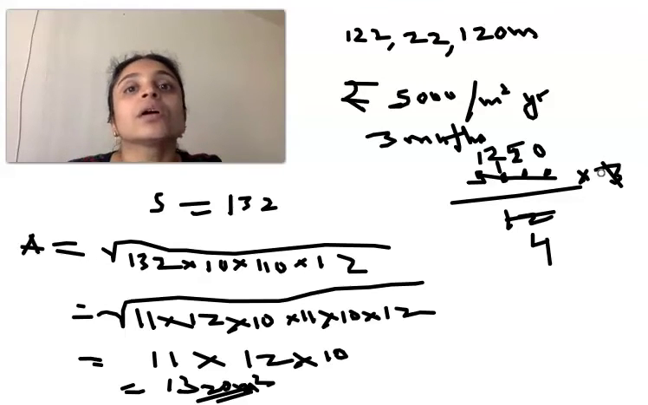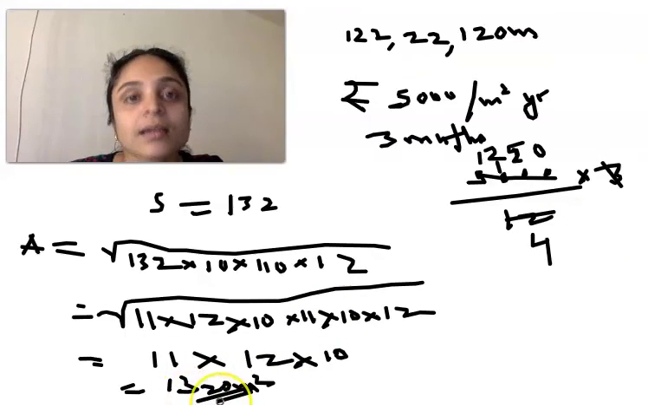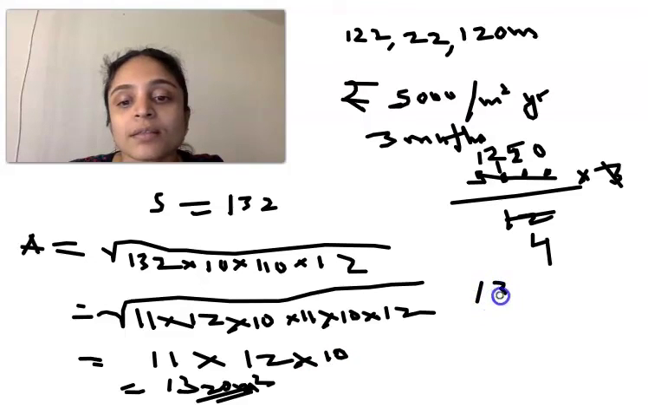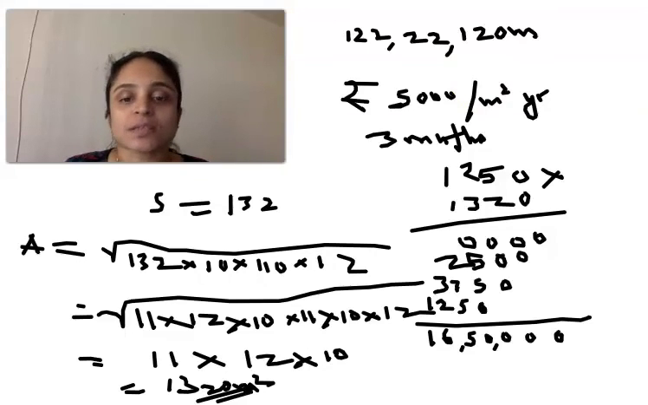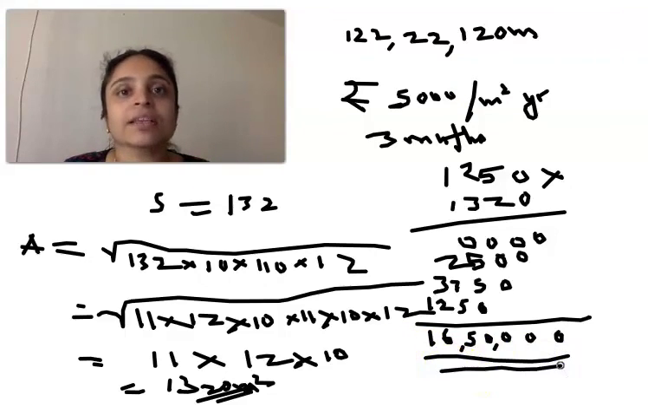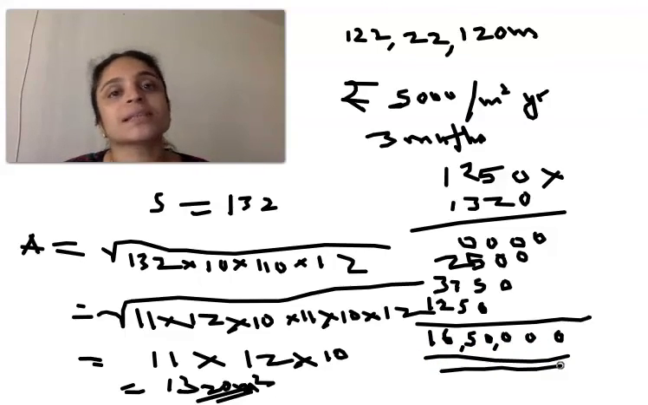Okay, so 1250 rupees per meter square. What will be the cost for this area, 1320 meter square? It will be 1320 into 1250, right? So the total cost is 1320 into 1250, and that is equal to 16,50,000. Okay, so they will get 16,50,000 rupees as rent from this company.